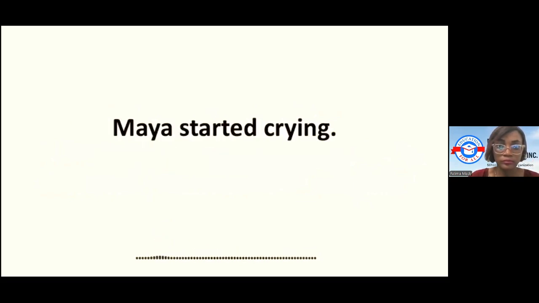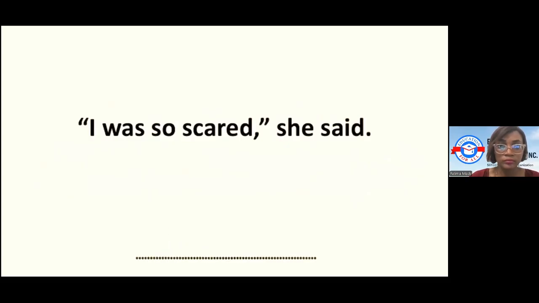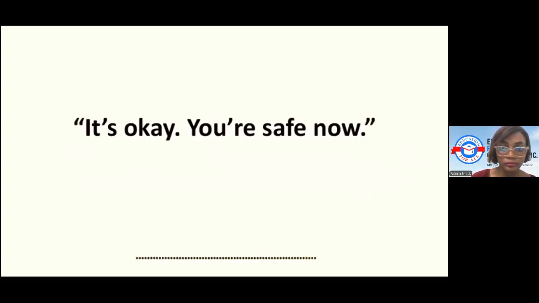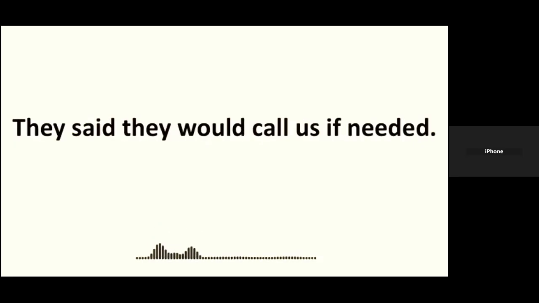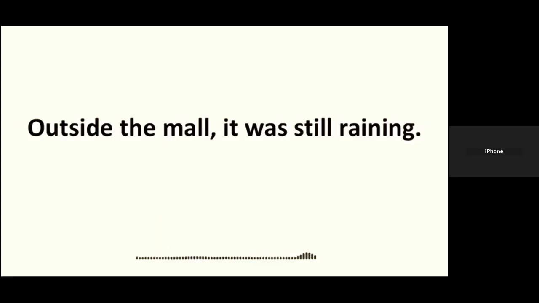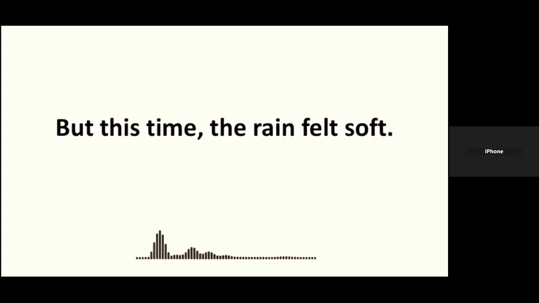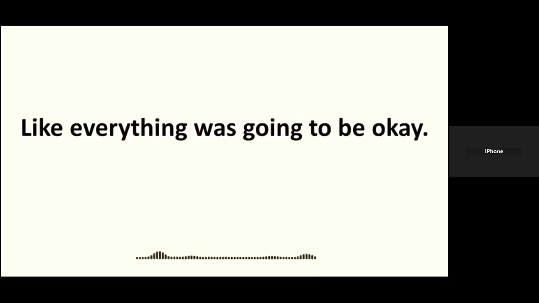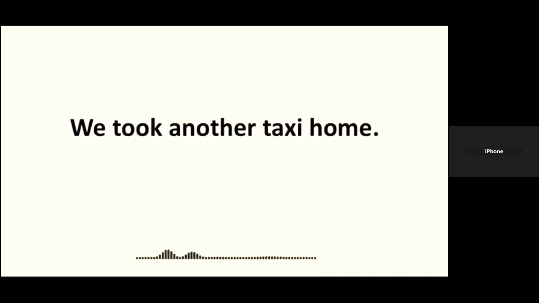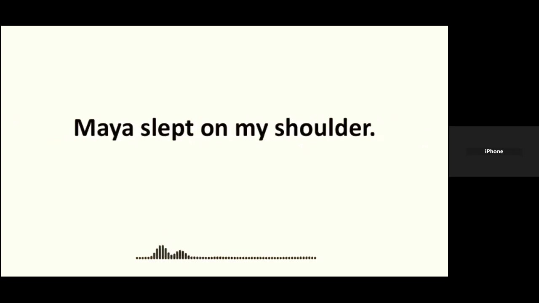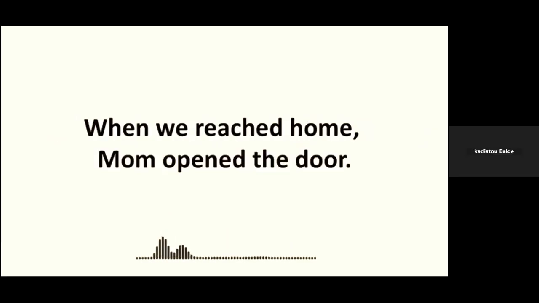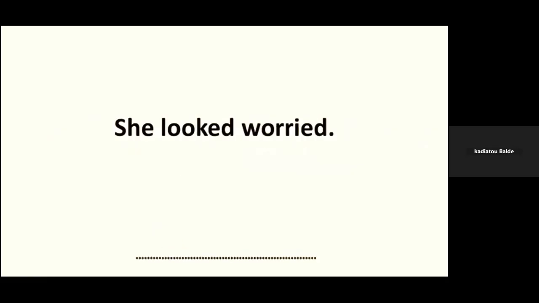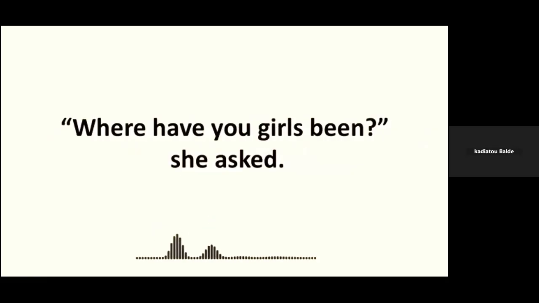Maya started crying. "I was so scared," she said. I hugged her. "It's okay. You're safe now." After some hours, the police let us go. They said they would call us if needed. Outside the mall, it was still raining, but this time the rain felt soft, like everything was going to be okay. We took another taxi home. Maya slept on my shoulder. She looked tired, but peaceful. When we reached home, Mum opened the door. She looked worried. "Where have you girls been?"